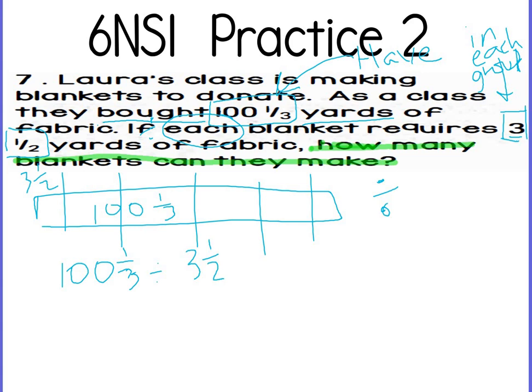Now remember, when we multiplied, we had to change any mixed numbers to improper fractions. It's the same idea for division. Think of it this way: when we divide, we actually end up multiplying, and the rule with multiplying was we had to make them improper. So it only makes sense that I have to make them improper when I'm dividing.